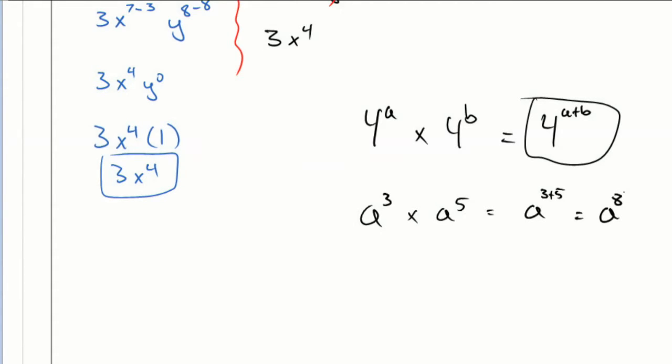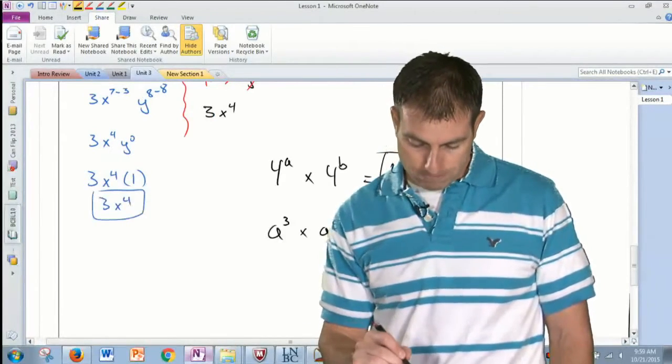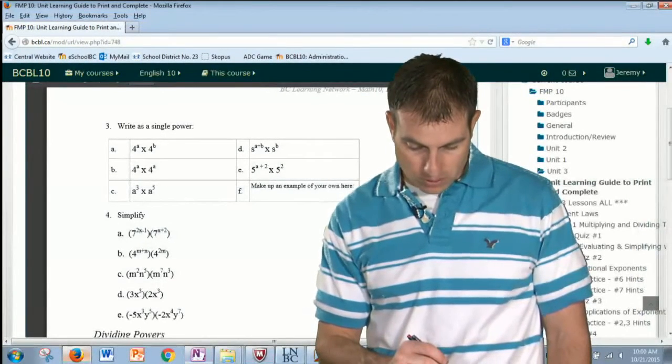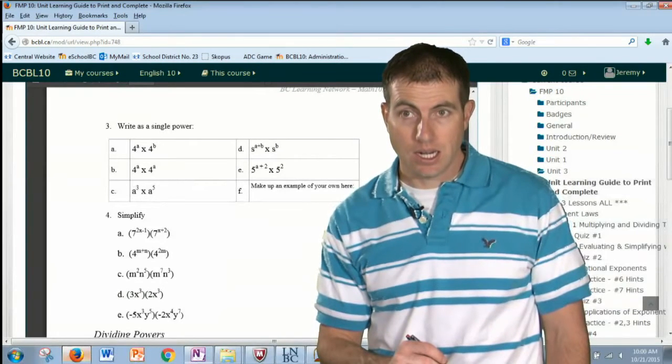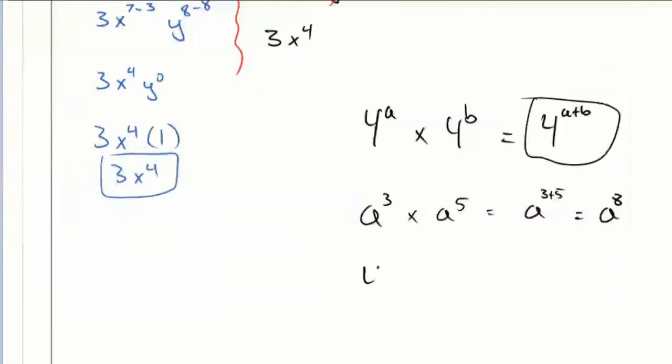For the 4 to the A and x to the 4, let's see if I can find the one you're referring to. 4 to the A, 4 to the A? Got it. So we had 4 to the power of A times 4 to the power of A. I'm going to add my exponents, same base, A plus A. How many A's do I have? I have 2 of them.